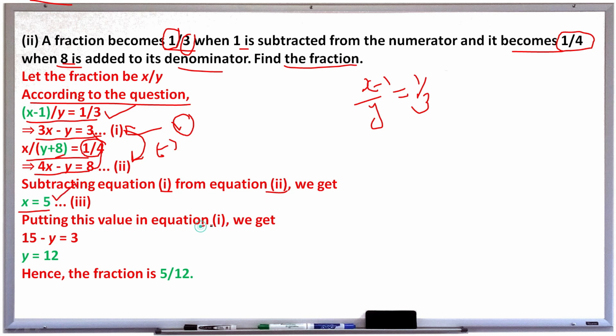Putting this value in equation number 1, we get 15 minus y is equal to 3. So y is equal to 15 minus 3, bring to the right hand side, so y is equal to 12. So the fraction is 5 by 12.